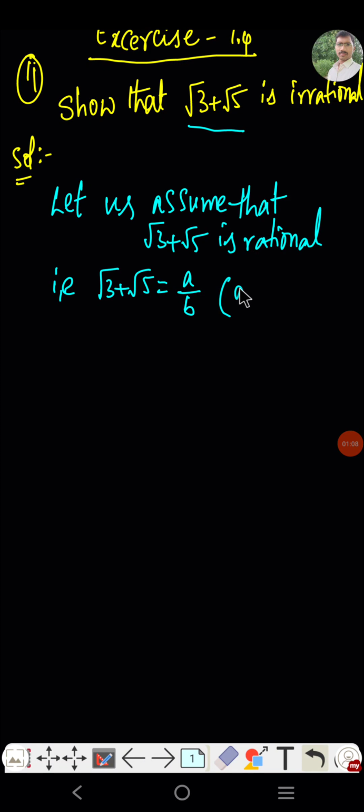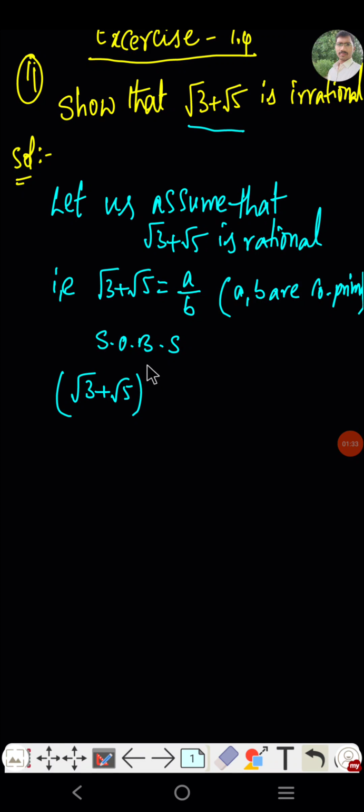Here a, b are co-primes. Co-primes means the GCD, the HCF of a and b is 1. Except the 1, there is no other common factor. Okay. Now I am squaring on both sides. Then we get root 3 plus root 5 whole square is equal to a by b whole square.